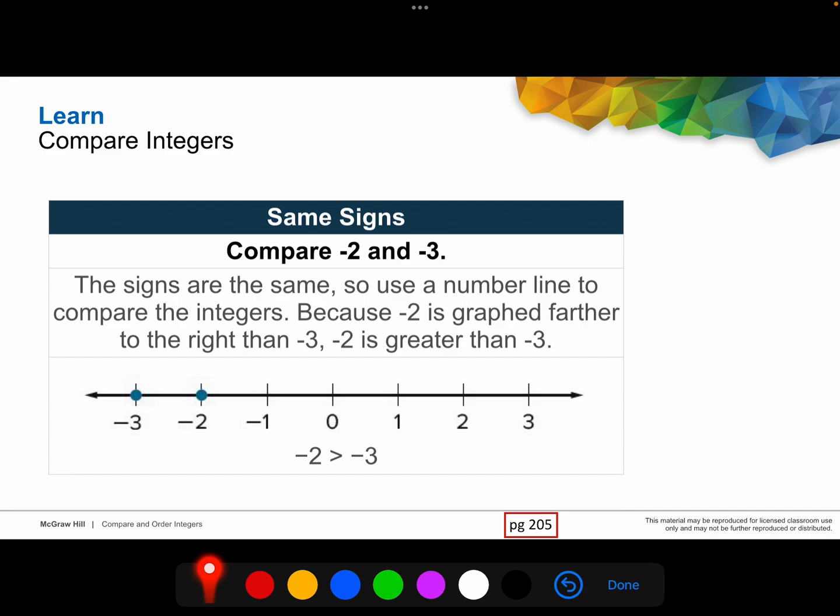So if we were to compare these two numbers, negative 2 and negative 3, we see that the signs are the same. Both of these are negative. So we're going to use a number line. So the first step we'll do is graph these numbers. Graph negative 2 over here. And then we have negative 3, which is over here. And you can see negative 2 is farther to the right than negative 3. Negative 2 is to the right of negative 3. Therefore, negative 2 is greater than negative 3.